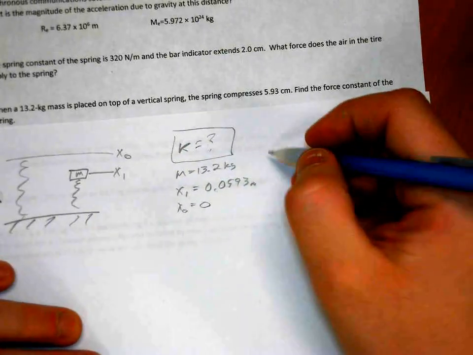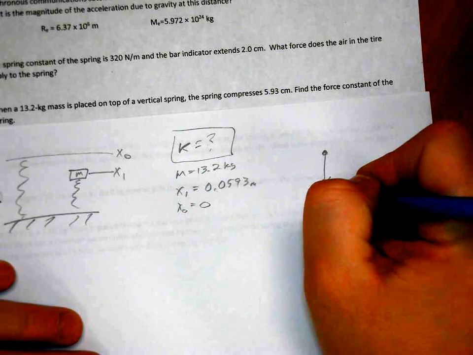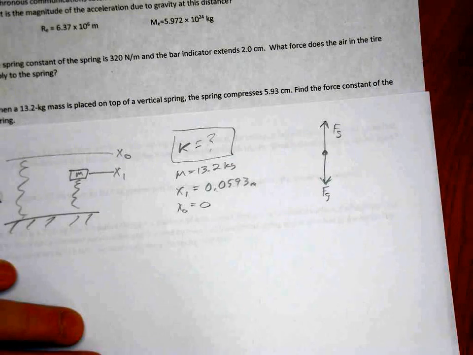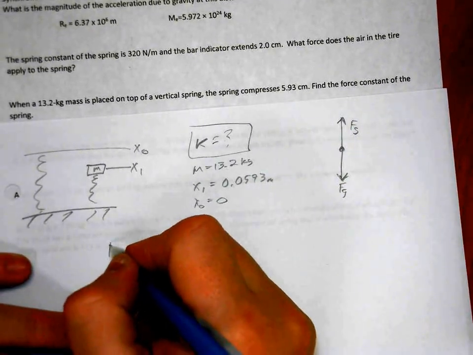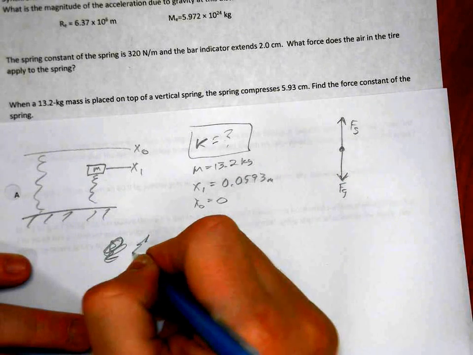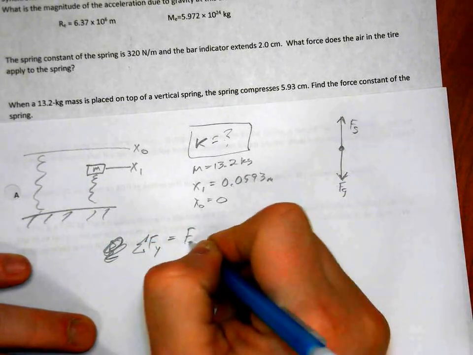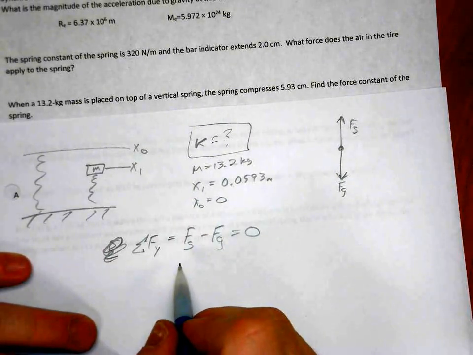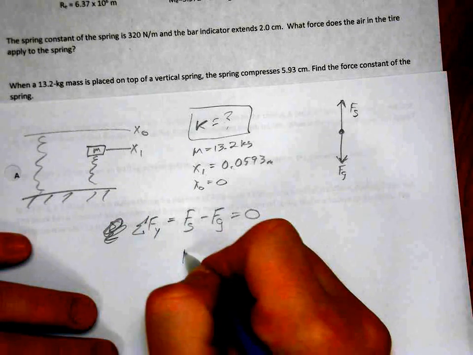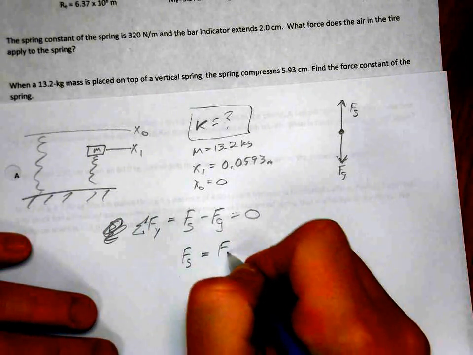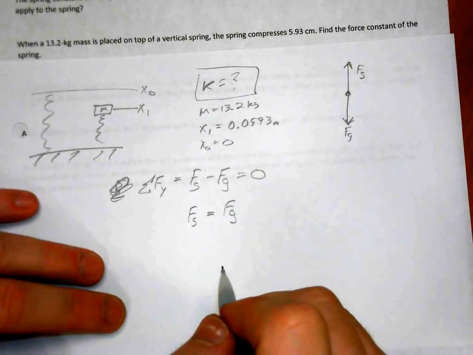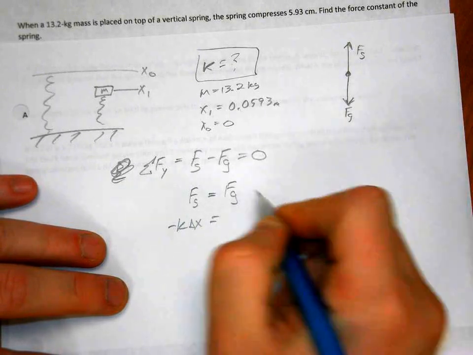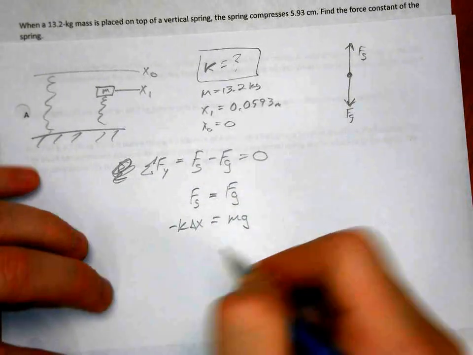Okay, so just like before, we have a free body diagram, force of gravity and the spring force. So the summation of the forces is spring force minus the force of gravity. That equals 0. We're talking about magnitudes here. That's it. So the spring force equals the force of gravity. Now we can expand both of those. Negative k delta x is the spring force, and the force of gravity equals mass m times g.